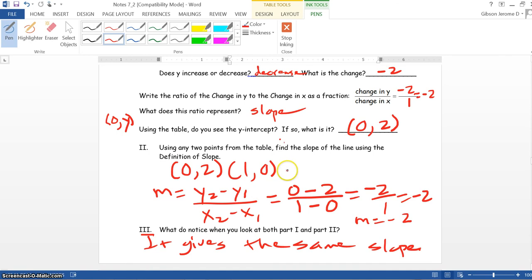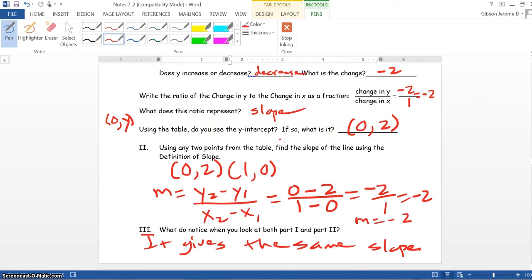Okay, class, picking up where we left off, I took the liberty of filling in this information here. We left off with what the ratio represents, and it represented slope. And then it says, now using the table, do you see the y-intercept? If so, what is it?